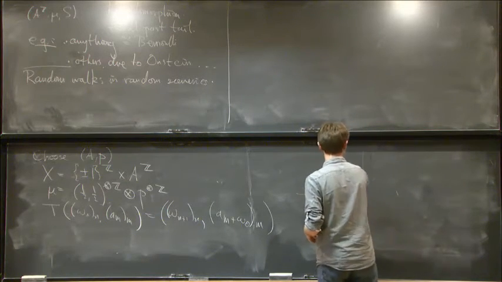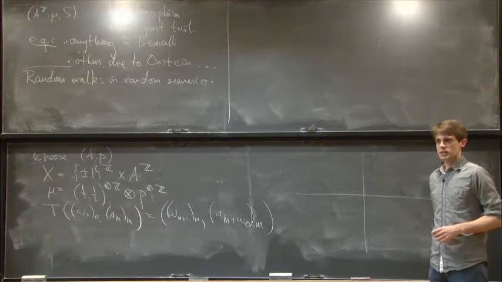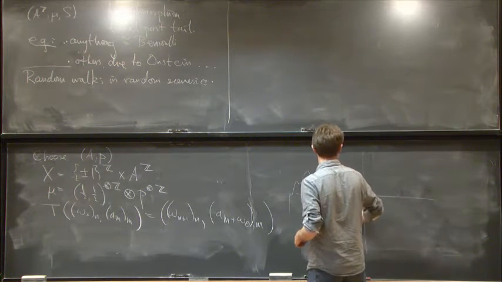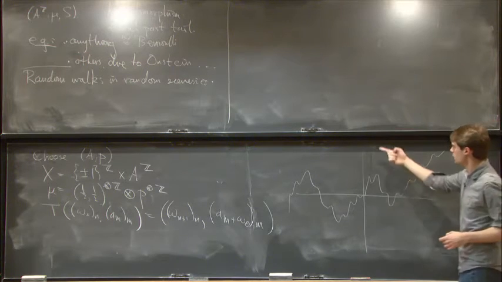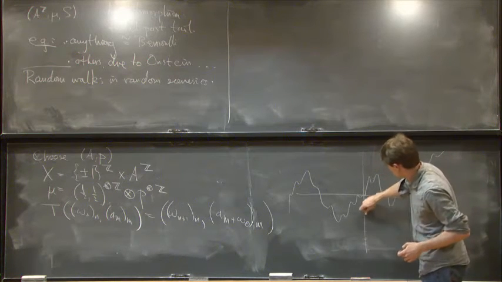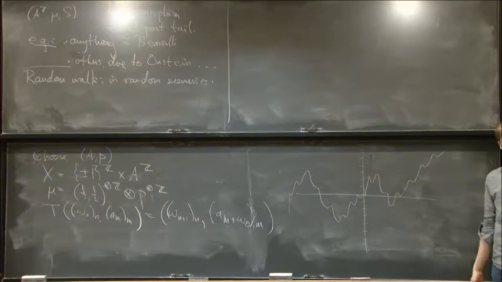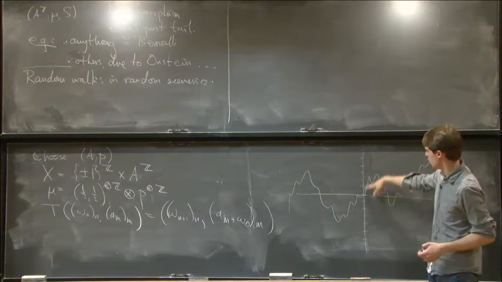So here's the picture. There's the plane. The first string will be the sequence of steps taken by a random walk, which I will draw so that it passes through the origin. And the second string is a coloring of the vertical axis by elements of this alphabet A. And they're chosen independently, i.i.d., everywhere. So the walk is a simple random walk, and then this is an i.i.d. scenery.